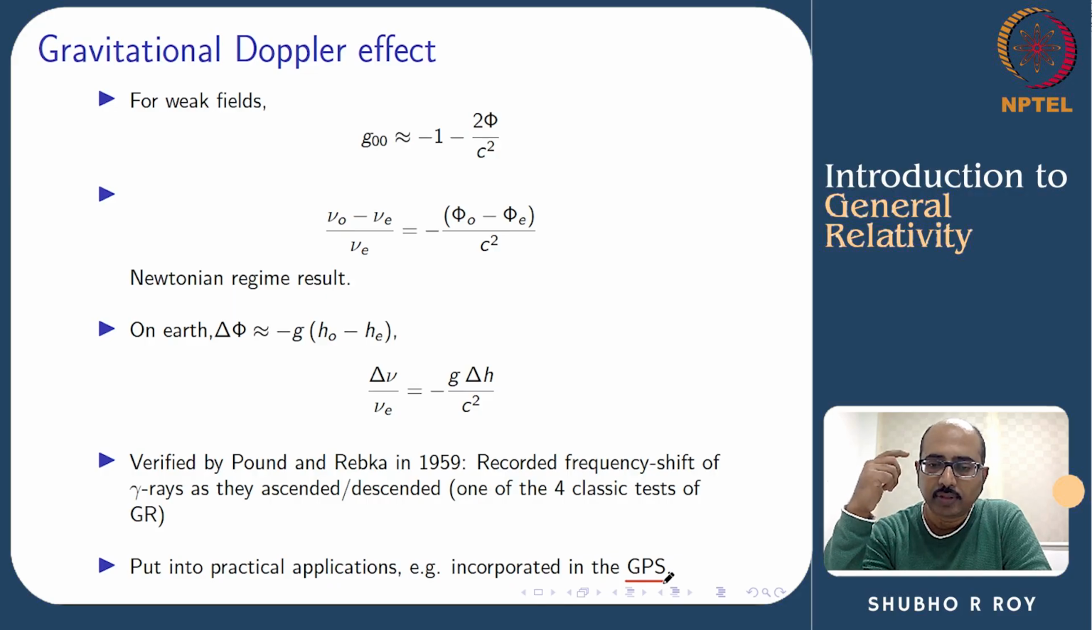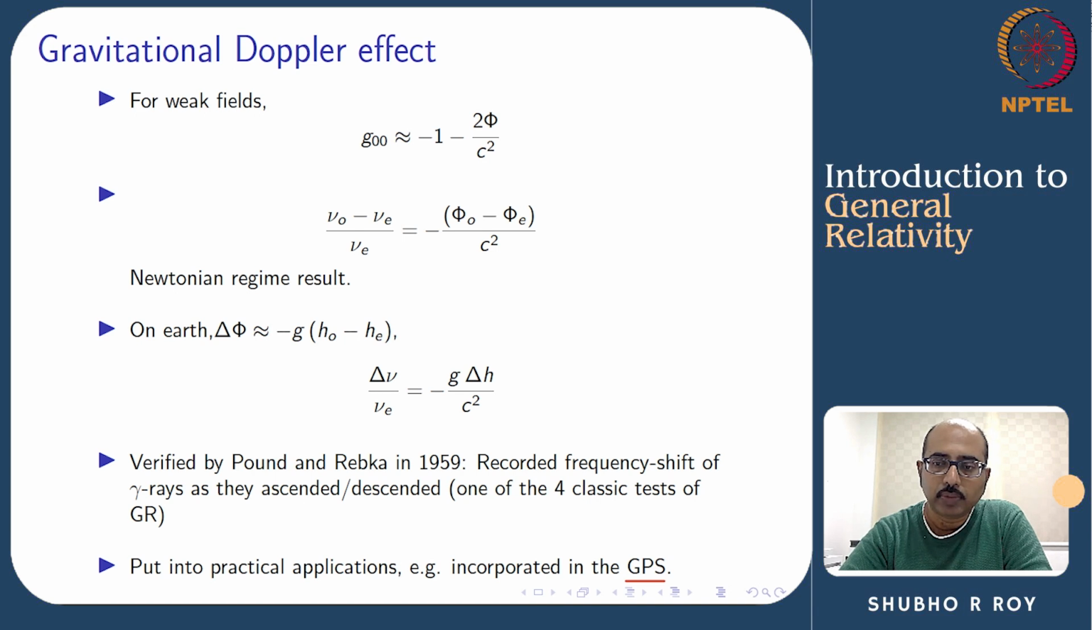And that synchronization has to be done in consistency with gravitational time dilation effects, as well as the fact that they're in motion, so there'll be special relativistic time dilation, where you learn that a moving clock ticks slowly. So both special relativistic and general relativistic time dilation effects have been incorporated in the GPS system, and we know it works perfectly. So in some sense, the GPS gives you the first practical application of general relativity, in particular gravitational time dilation or gravitational redshifting.